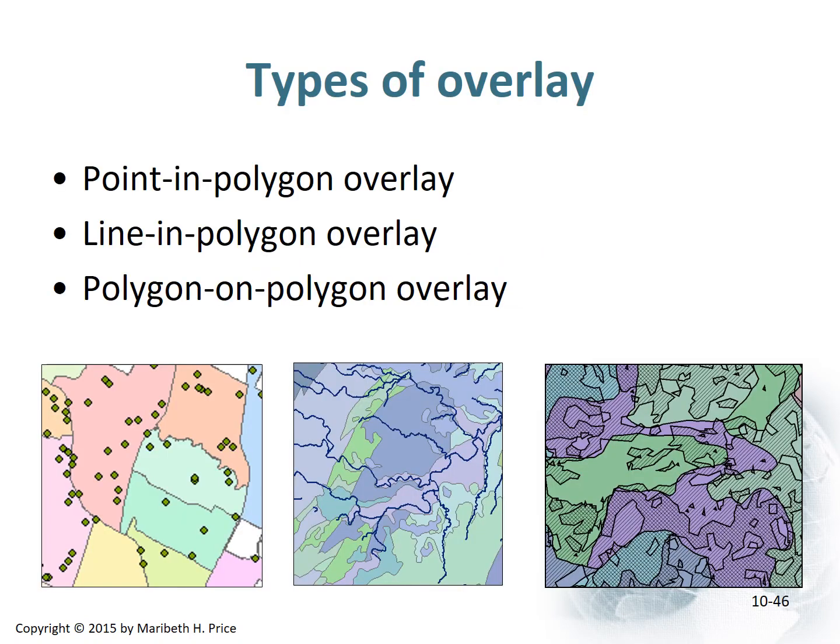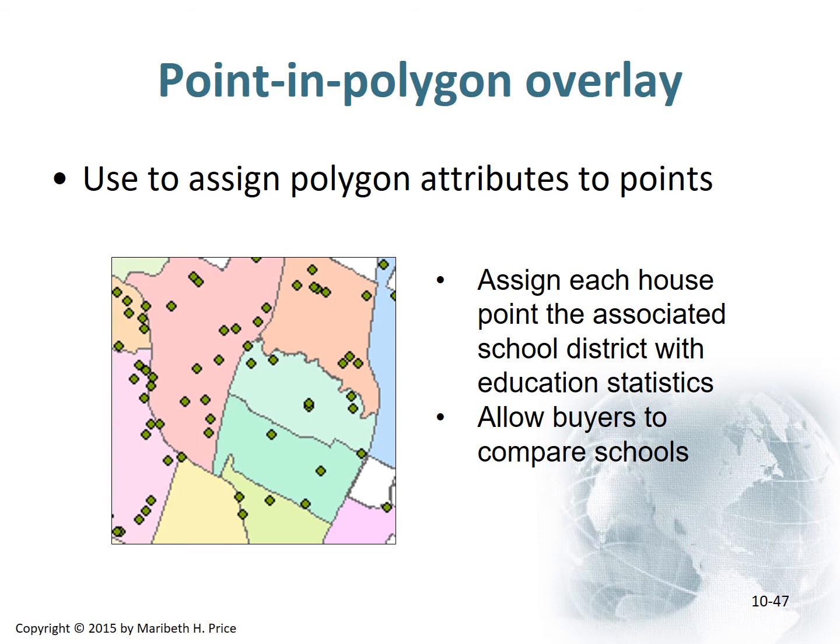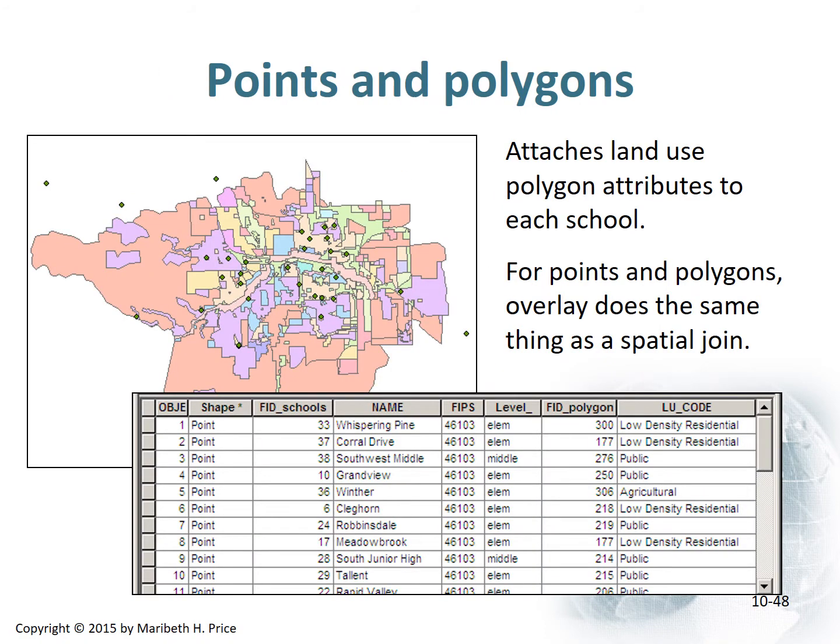Types of overlay: point in polygon, line in polygon, polygon on polygon. Point in polygon is used to assign polygon attributes to the points. Points and polygons attaches land use polygon attributes to each school.